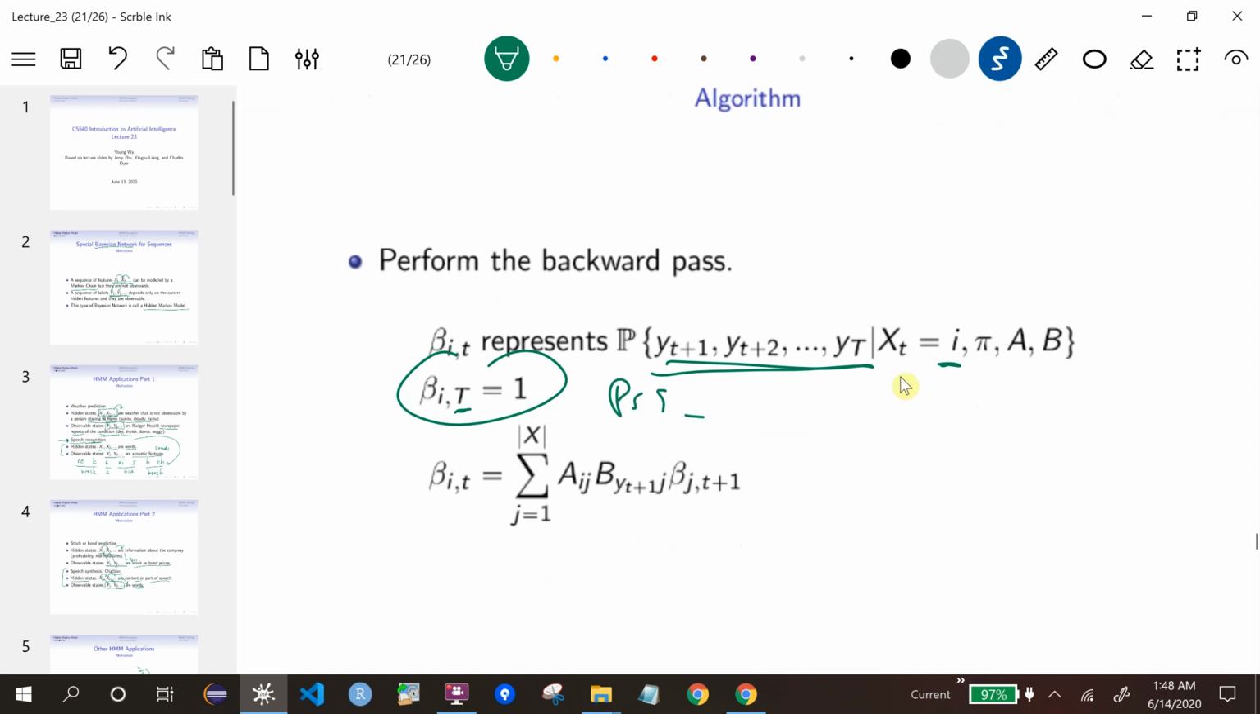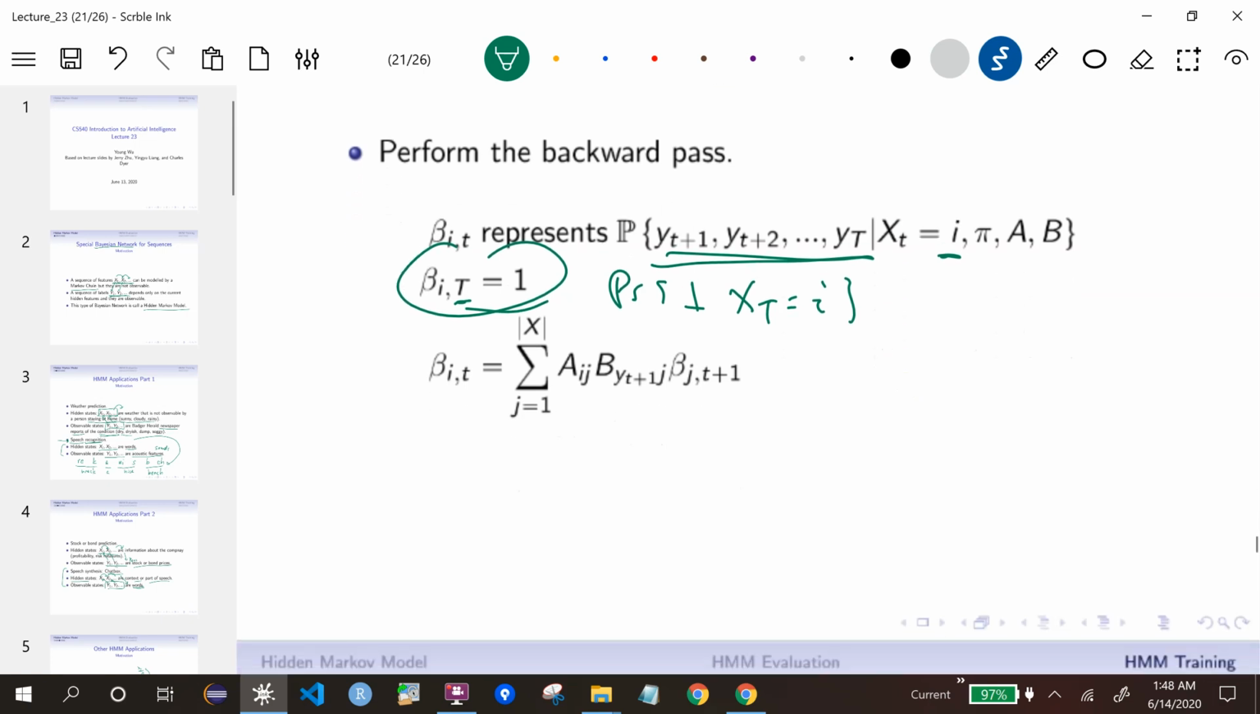It's just the probability of something, given x large T, the last state is i, so it's basically non-existent. So we'll say it's 1. And the important part is how to go back. So let's try this with t minus 1.